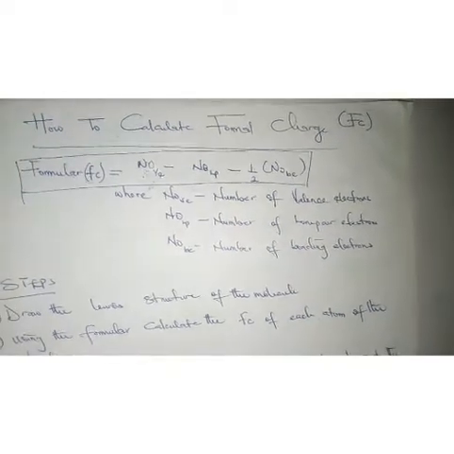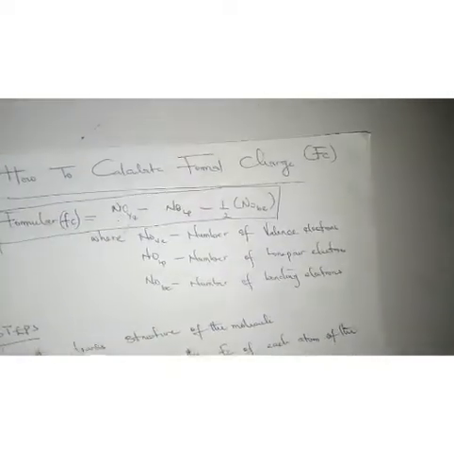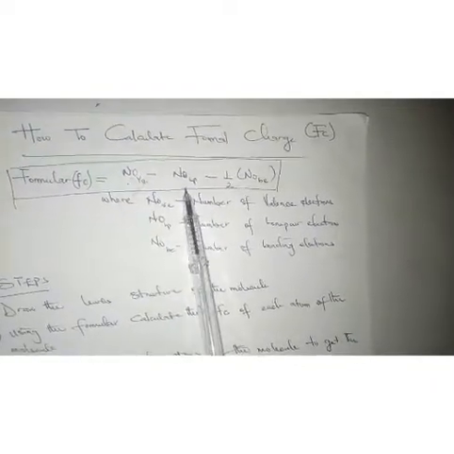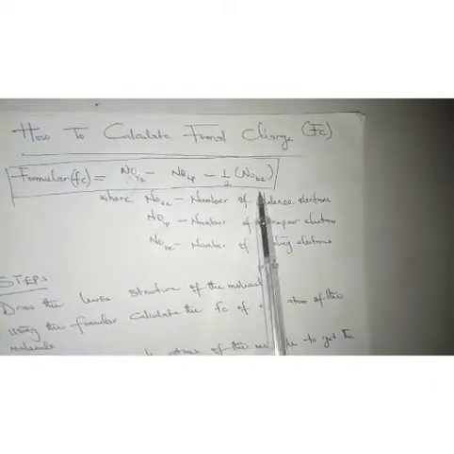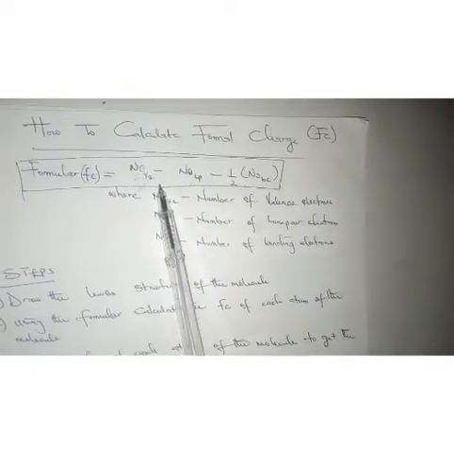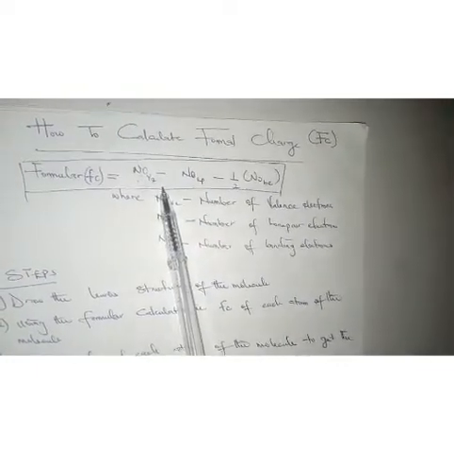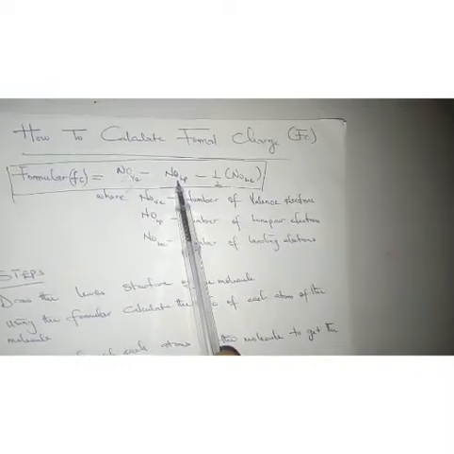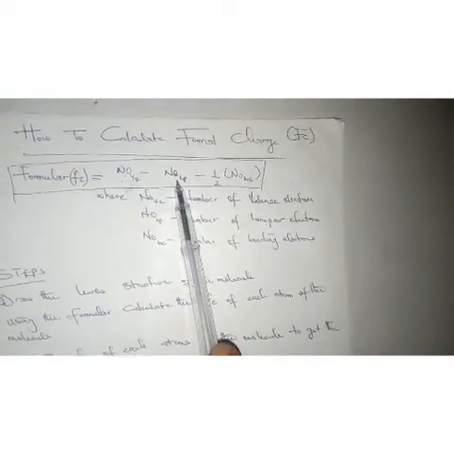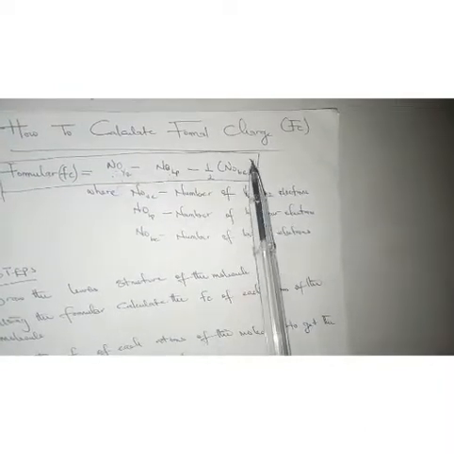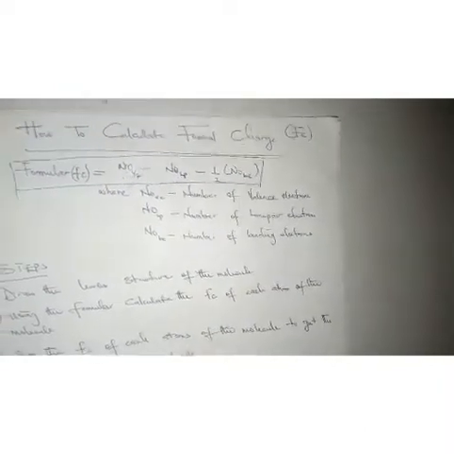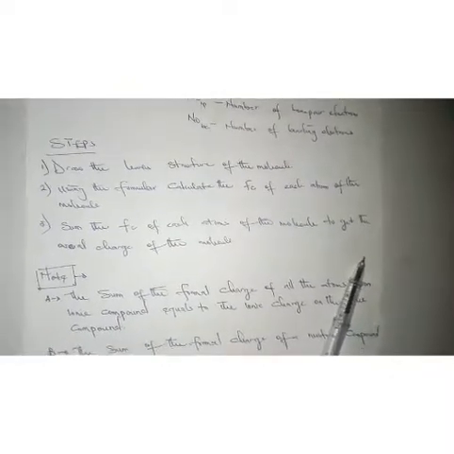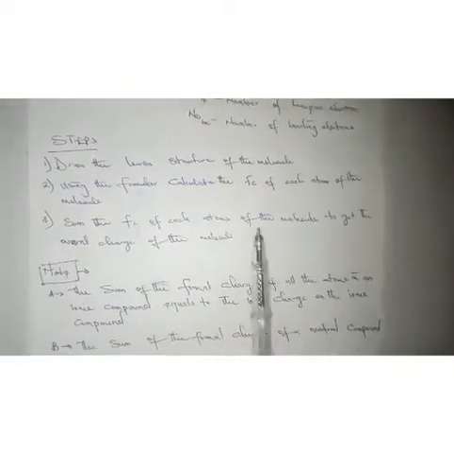Okay, today let's look at calculation of formal charge using this formula. Number of valence electrons minus number of lone pair electrons minus half number of bonding electrons. Valence electrons are the number of electrons in the outer shell of an atom. Lone pair electrons are electrons that aren't participating in bonding, and bonding electrons are electrons that actually participate to form a bond, because for one bond to form we need two electrons.